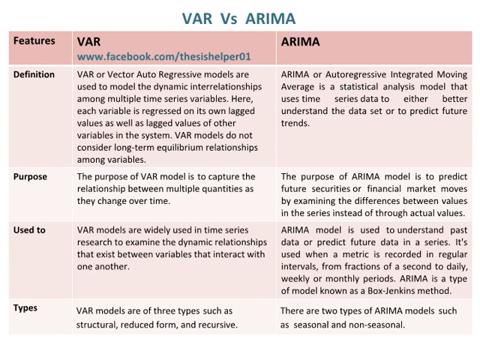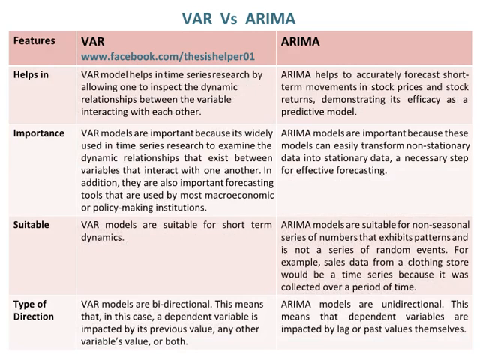VAR models are of three types, such as structural, reduced form, and recursive, whereas there are two types of ARIMA models, such as seasonal and non-seasonal. The VAR model helps in time series research by allowing one to inspect the dynamic relationships between the variables interacting with each other, whereas ARIMA helps to accurately forecast short-term movements in stock prices and stock returns, demonstrating its efficacy as a predictive model.